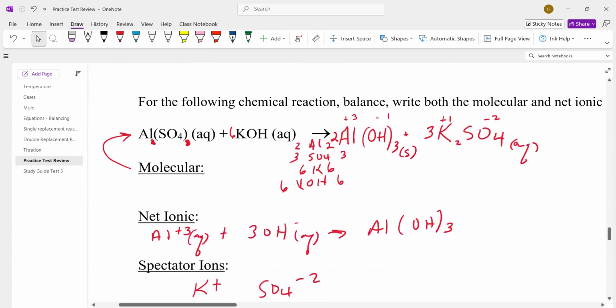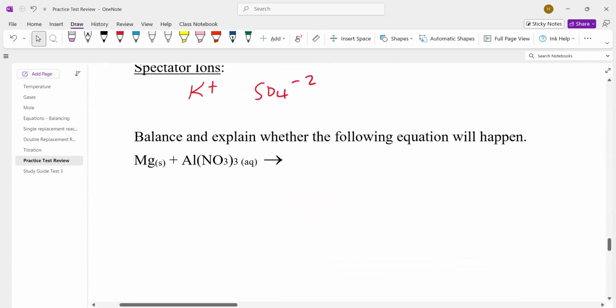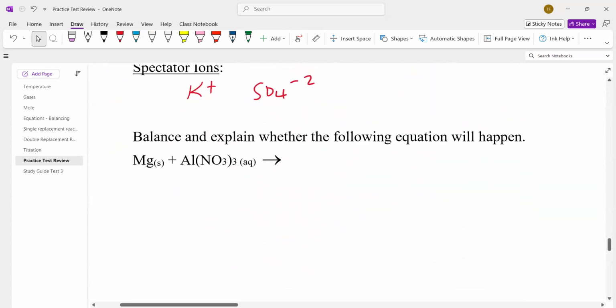Okay, are there any questions about the double replacement? A lot of parts now. A lot of balancing equations, writing formulas, making sure the charge is balanced on the ions. Okay, we have one last question on this guy. It says balance and explain the following reaction. Okay, is this a single or double replacement reaction? Is there a metal present? Yes, so it's single.